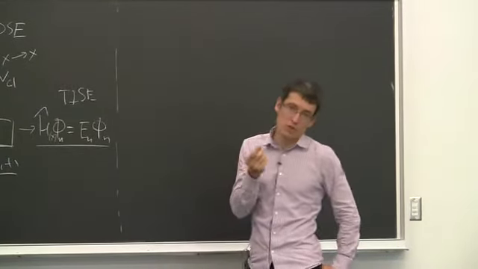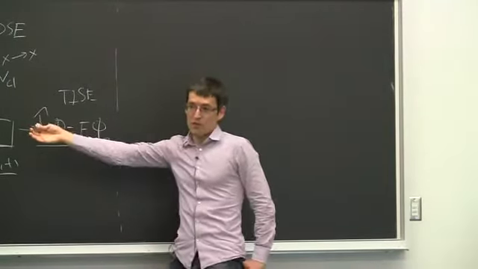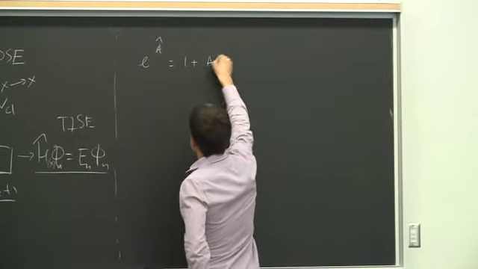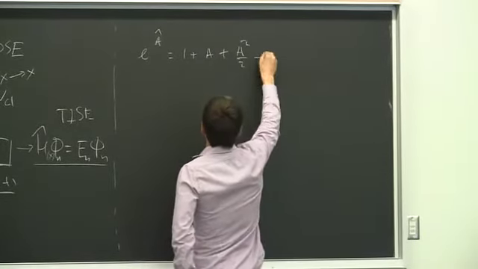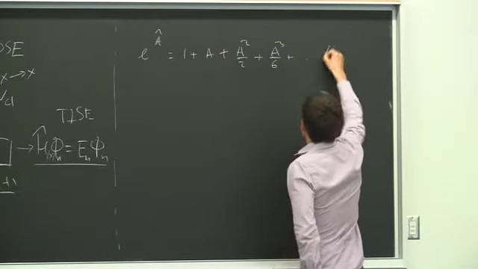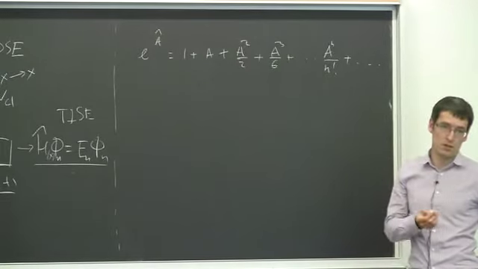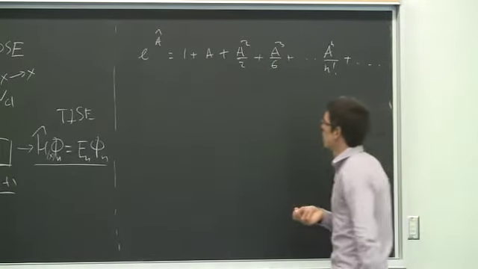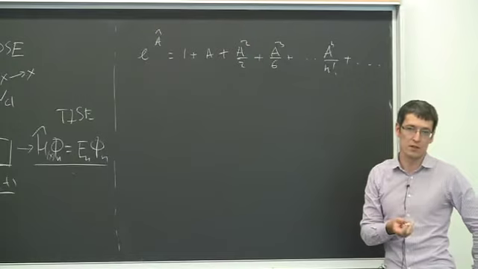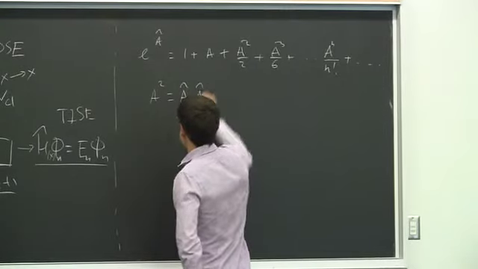Well, here it's all math too, because really for the exponent you can just do the Taylor series expansion. The exponent of A, where A is an operator, you can always write as 1 plus A plus A squared divided by 2 plus A cubed divided by 6 and so on, A to the n divided by n factorial, plus and so forth. So this is just a Taylor series expansion. Why is this making our life easier? Because we know how to take a power of an operator. Taking the power A squared is really just acting with the operator A twice.